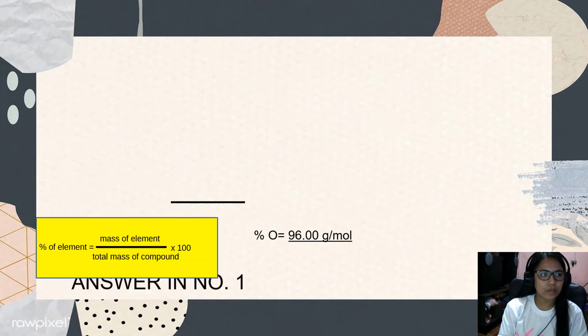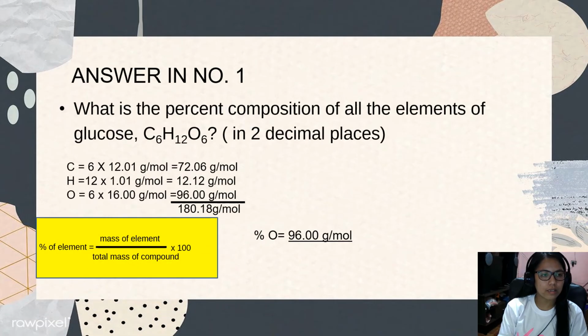Alright, so let's answer number 1. What is the percent composition of all the elements of glucose, C6H12O6? The final answer should be in 2 decimal places. The first step is to compute the molar mass.